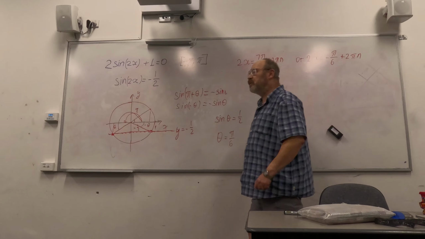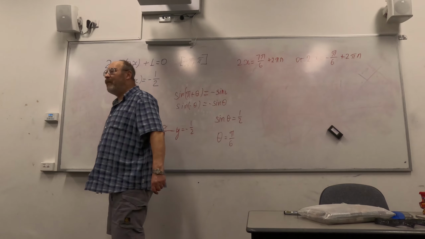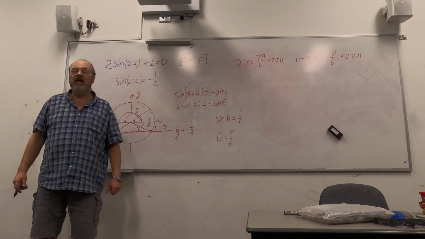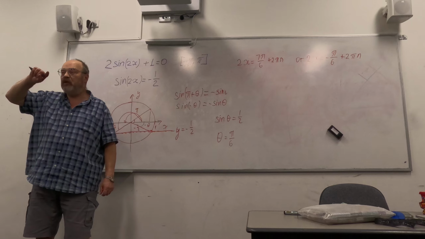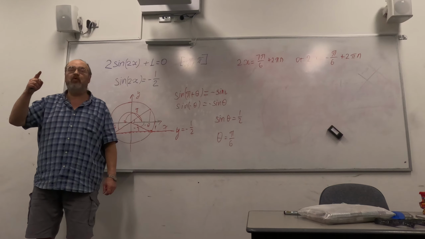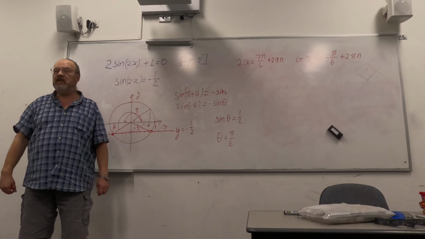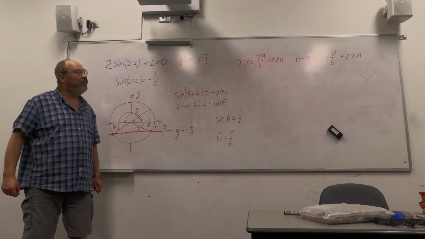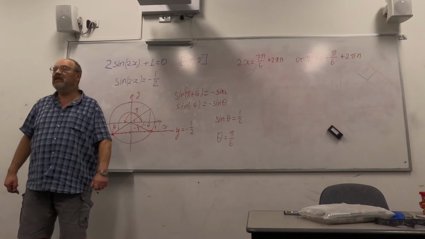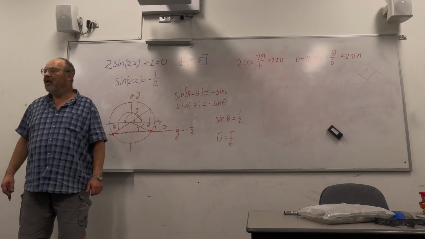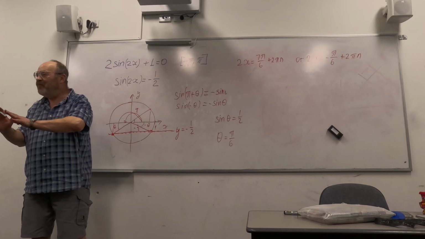Why am I writing plus 2 pi n? You can just keep on going around, because sine and cos are periodic functions. They repeat every 2 pi. When you rotate 360 degrees or 2 pi, you get to the same point. You rotate again, you get to the same point. So you get infinitely many solutions. Now we will come to that.